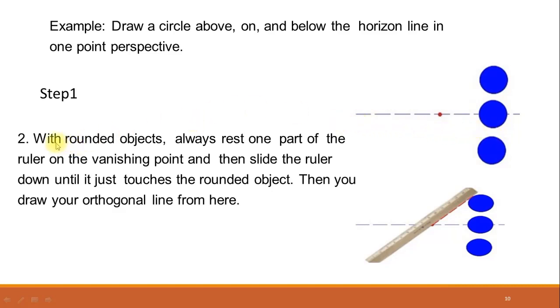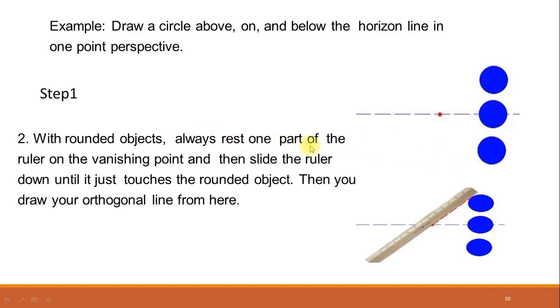Then with the rounded shapes, always rest one part of the ruler on the vanishing point, and then slide the ruler down until it just touches the rounded object. Then you draw your orthogonal lines from here. This is the vanishing point.